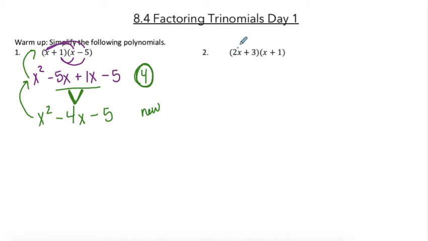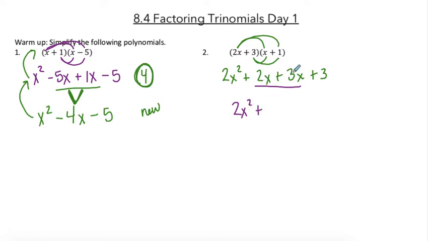So again, we're looking for patterns here. 2x times x, there's our 2x squared. 2x times 1, there's our plus 2x. 3 times x, there's 3x. 3 times 1, there's 3. Combine our middle 2 common terms. I bring down my 2x squared. 2 plus 3 is 5x. Bring down the plus 3.